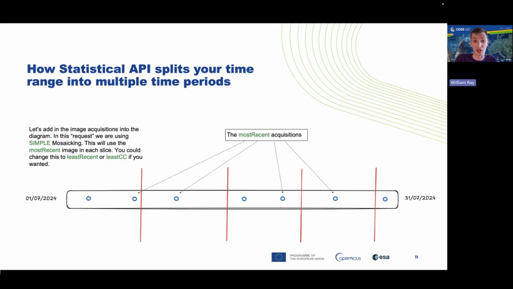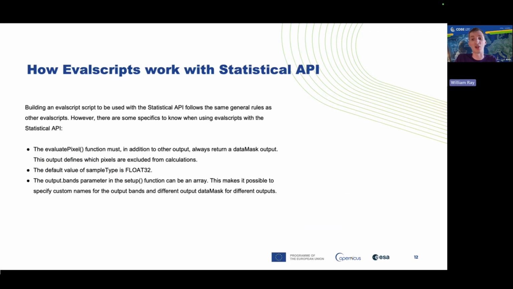Let's add some acquisitions into here. So in the request we're going to run here, we're going to use simple mosaicing. And we want to pick out the most recent image in each slice. As I mentioned earlier, you can also change this to least recent or least CC, the least cloud cover, if you want. And you can see here that we've got 4 acquisitions that we picked. In our first and third time interval, we actually have 2 acquisitions, but we always pick the most recent one and then discard the least recent in that time period. Okay, so hopefully that gives you a clearer idea of how the aggregation intervals work.